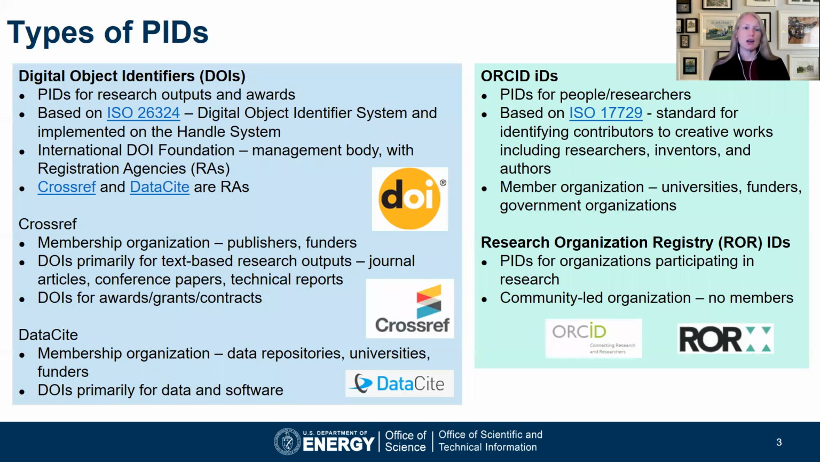So to quickly talk about a couple different types of persistent identifiers that we use in the research and science space. This is not by any means an extensive list. They're just a few of the very common identifiers that we use. So the first are digital object identifiers, or DOIs, which are persistent identifiers for research outputs or awards. And this might be the most common type that you all are familiar with in this space. DOIs are almost always assigned to journal articles. So you might see the DOI associated with a journal article.